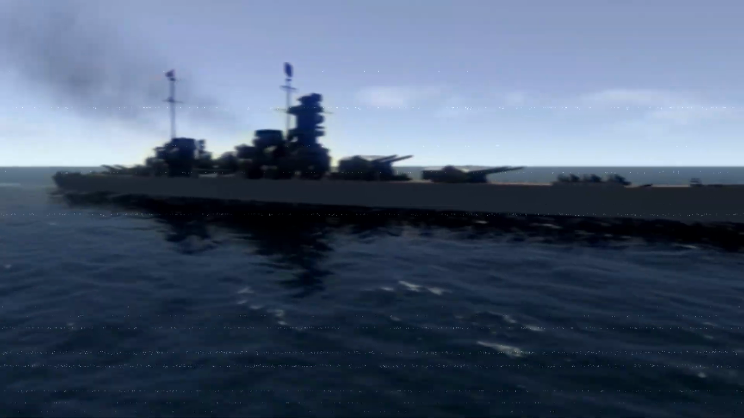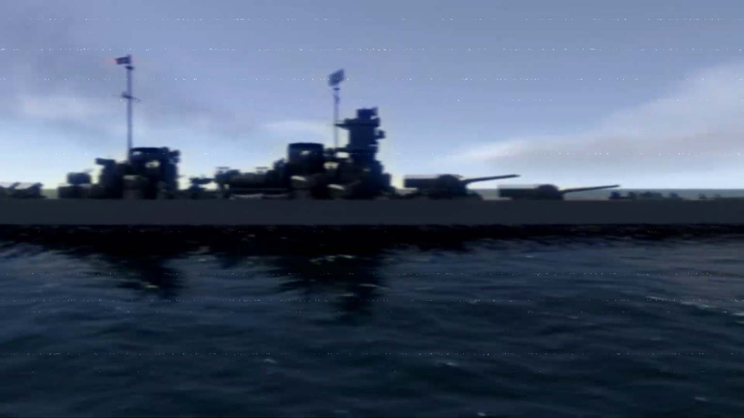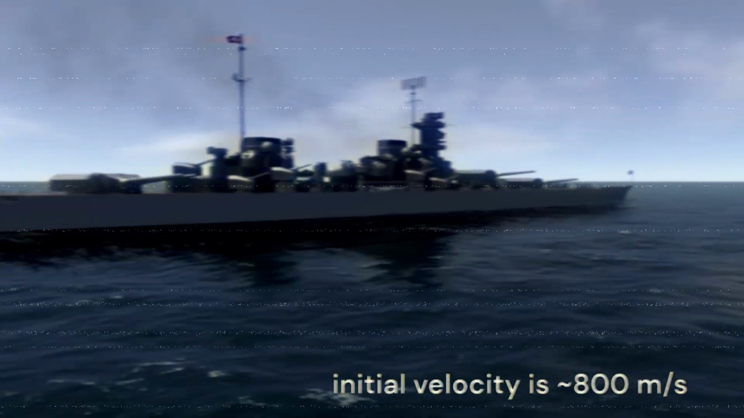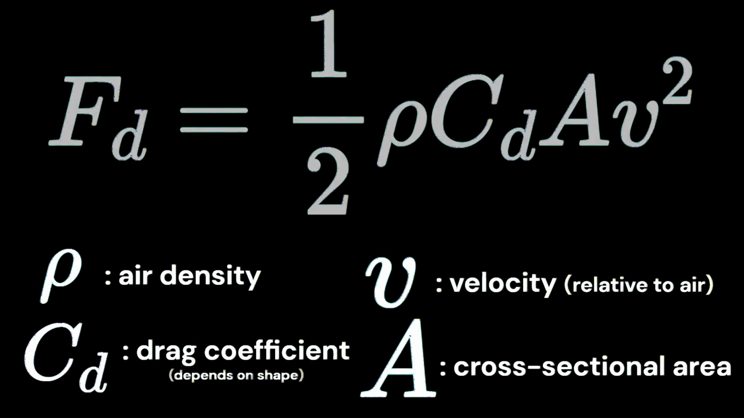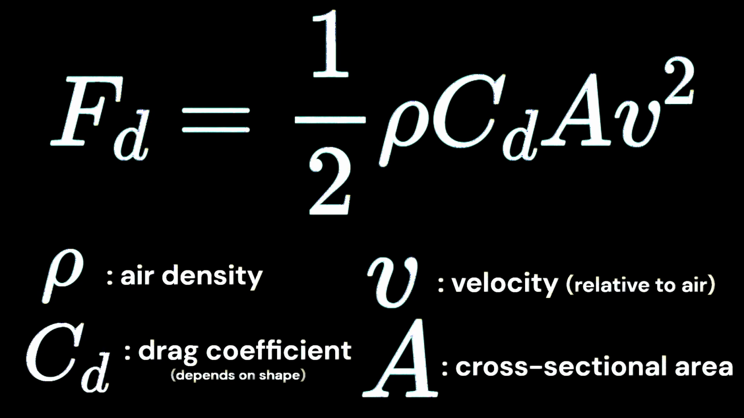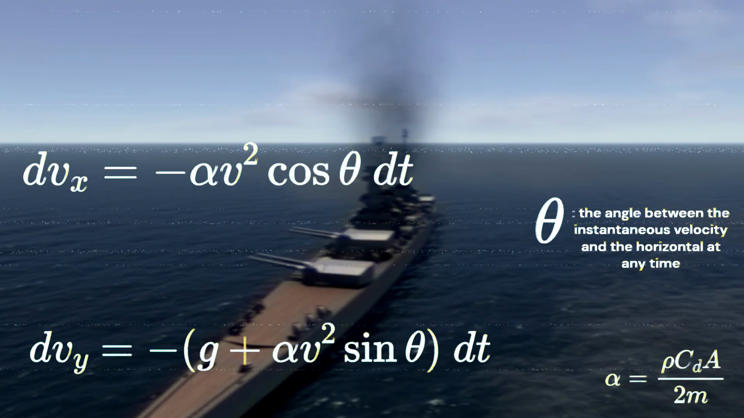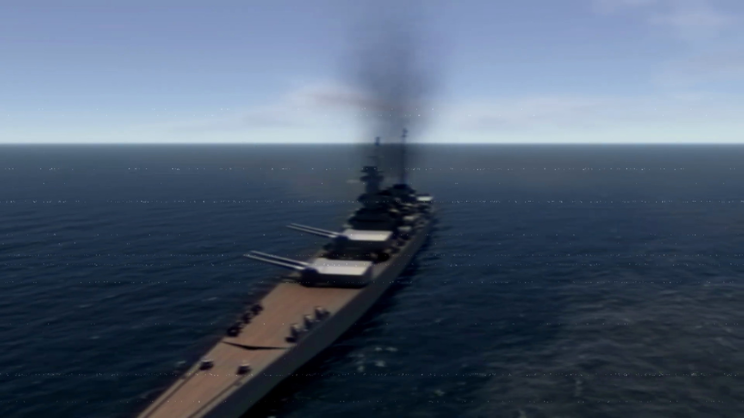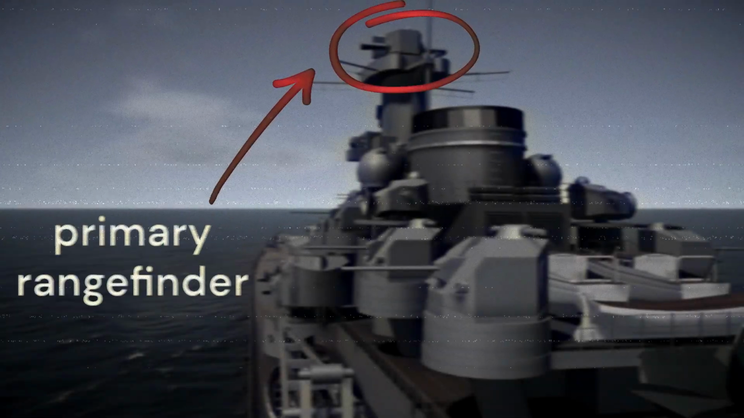Air resistance is negligible most of the time, but not here. This thing has to travel like 20 kilometers, and it's moving faster than the speed of sound. We need to use the quadratic drag formula. Okay, now we accounted for air resistance. We can do some simple calculations using acceleration in the x and y directions and calculate the angle for the guns. On an actual battleship, this is done by rangefinders and the fire control computer.